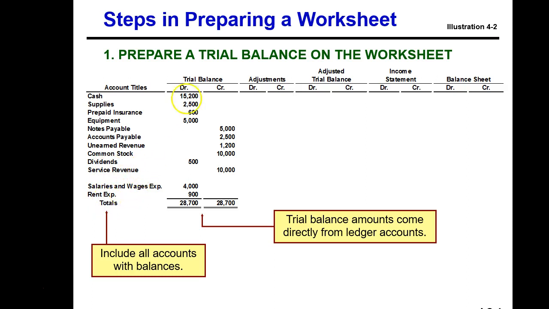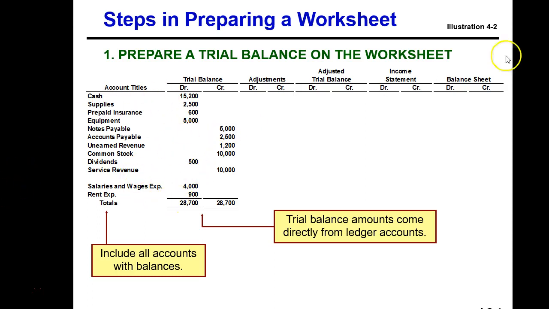accounts. When preparing the trial balance section of the worksheet, the amounts shown here are coming from the individual ledger accounts. The ledger shows if the account has a debit ending balance or a credit ending balance. Your job is to record the account balance in the appropriate debit or credit column of the trial balance section. If an account has a debit balance, record it in the debit column. If a credit balance, record it in the credit column.